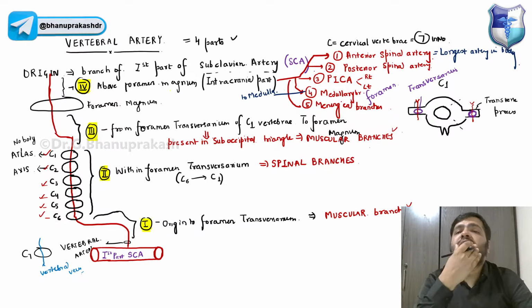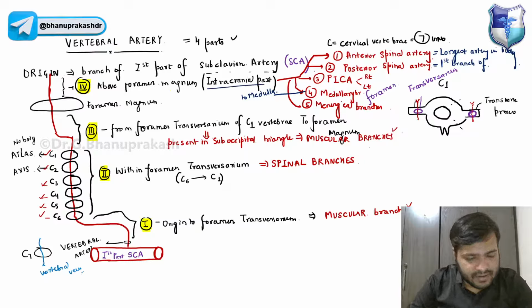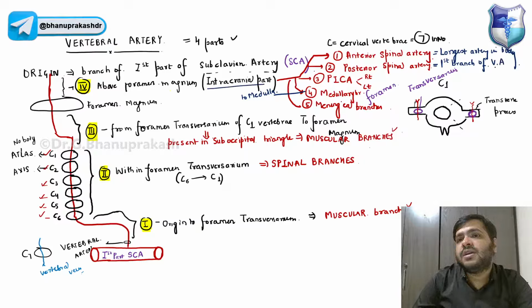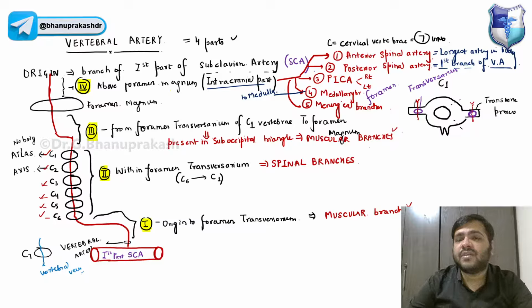Again, guys, remember the posterior spinal artery. It is the first branch. Again, emphasizing this, it is the first branch of the vertebral artery, right? It is the first branch of the vertebral artery inside the cranial cavity, guys.